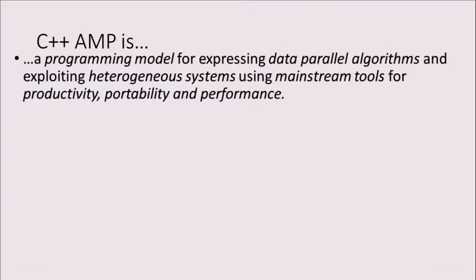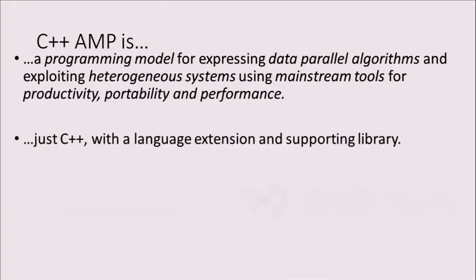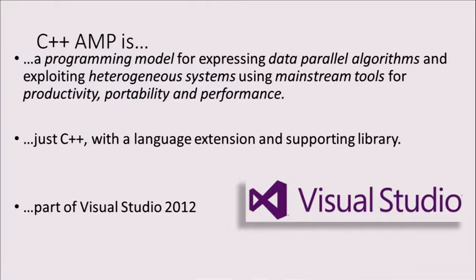Now, the next thing is C++ AMP. Let me do a demo a little bit later. So I will read this one statement here. What is C++ AMP? It's a programming model for expressing data parallel algorithms and exploiting heterogeneous systems using mainstream tools. Mainstream tools is important here for productivity, portability, and performance. All right. So what did I just say? Just using C++, you can write code that will run on GPU card.